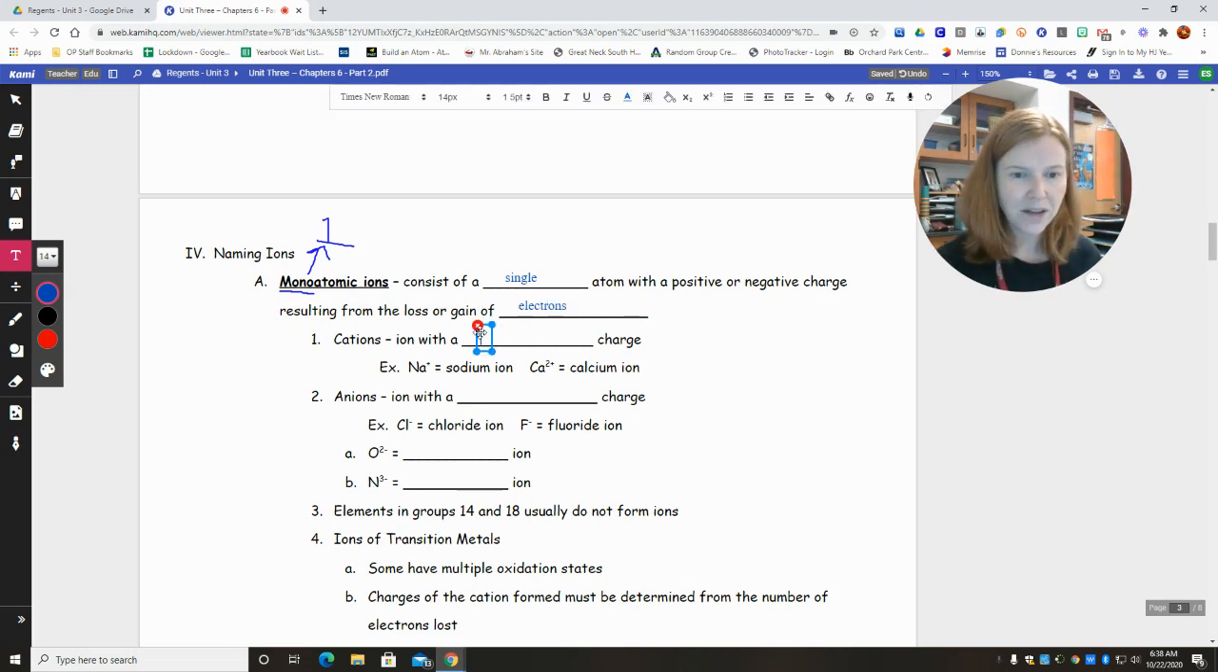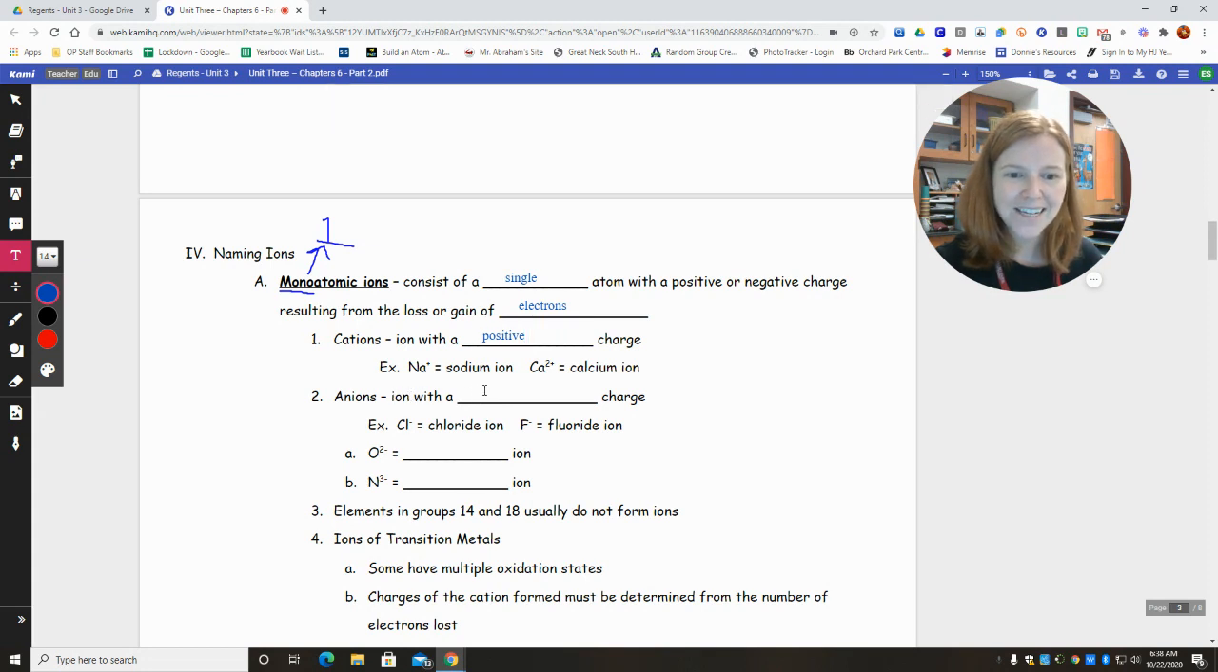Cations are ions with a positive charge. Here's how you name a cation. You name the element, and then you slap the word ion on the end. I'll give you a minute to process that. That's it. That's all you do. Na plus is sodium ion. Ca plus 2 is calcium ion. Mg plus 2 is magnesium ion. These are anything with a positive charge. That's it.